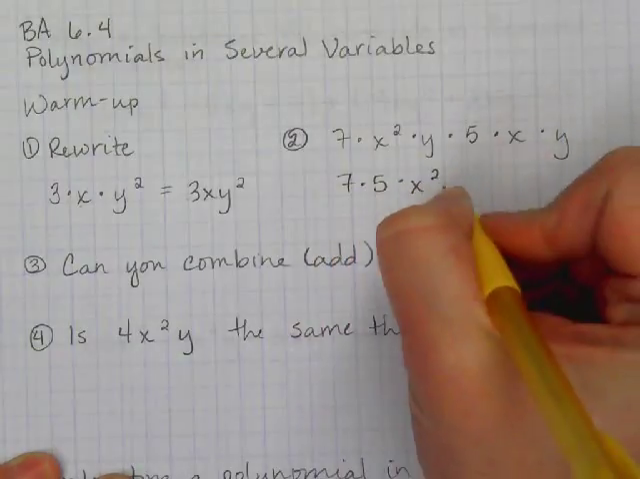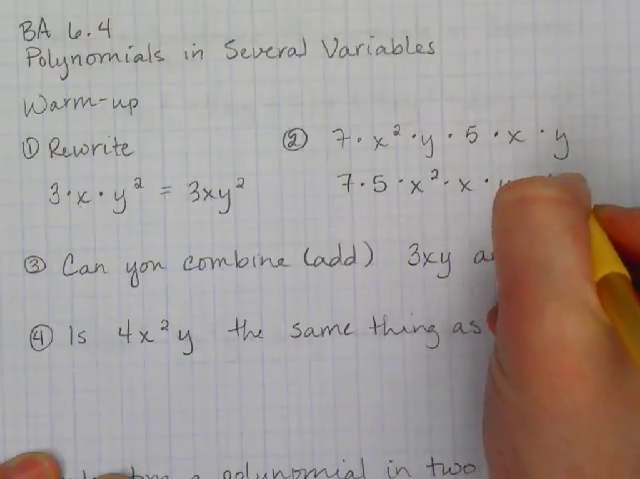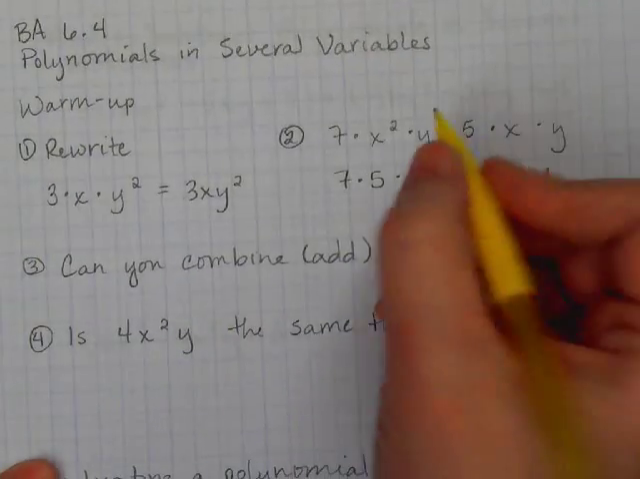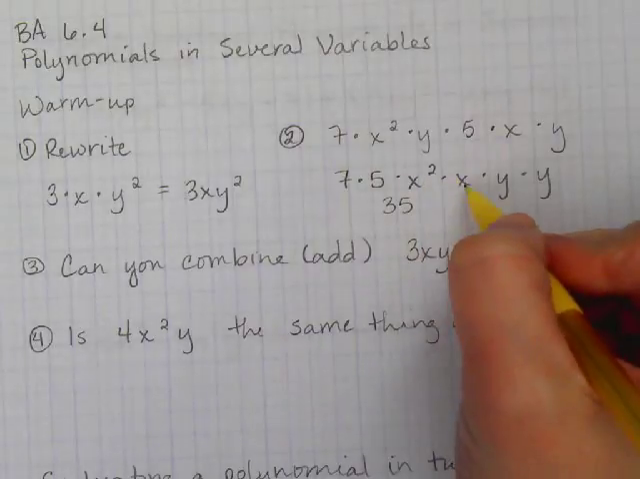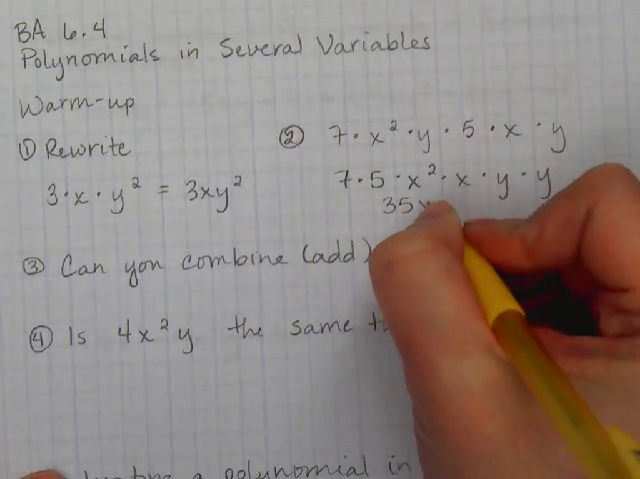What is 7 times 5? 35. What is x squared times x? X to the power of 3. So x to the third. And then what's y times y? Y squared. So that's our simplified version of this.